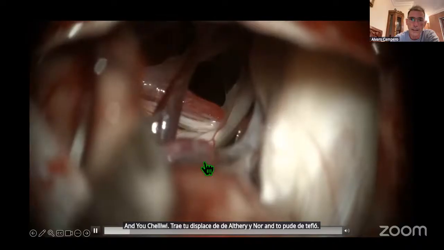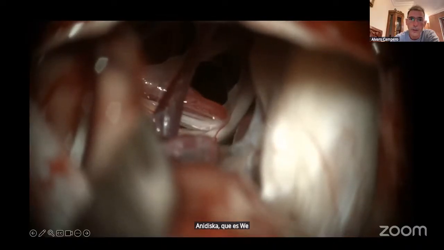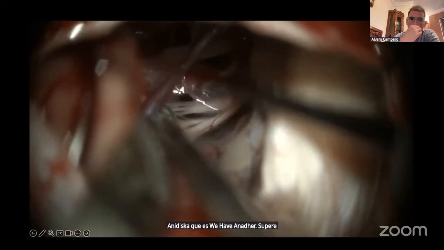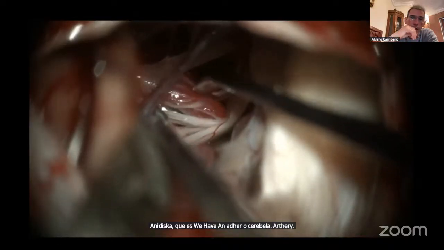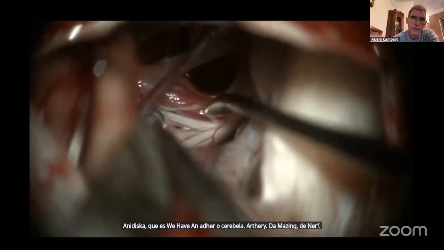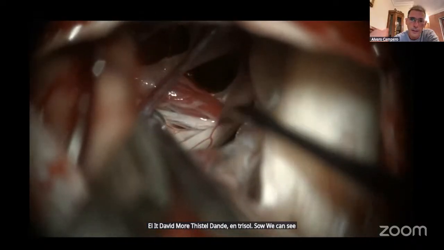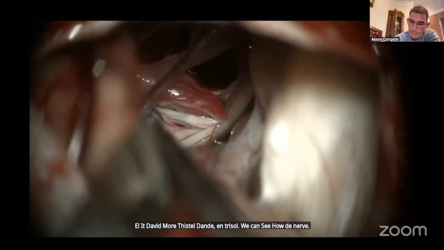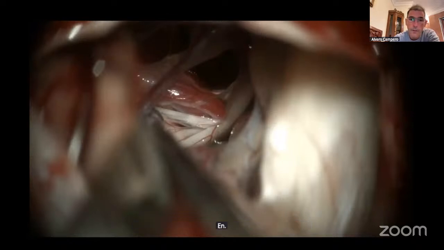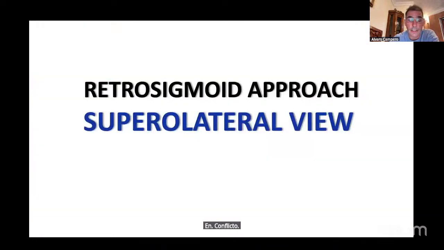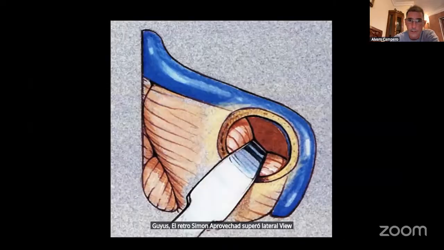In this case, we have another superior cerebellar artery damaging the nerve a little bit more distal than the entry zone. So we can see how the artery has a conflict with the nerve. Usually we use a retrosigmoid approach, but with the superolateral view. That is very important in our opinion.